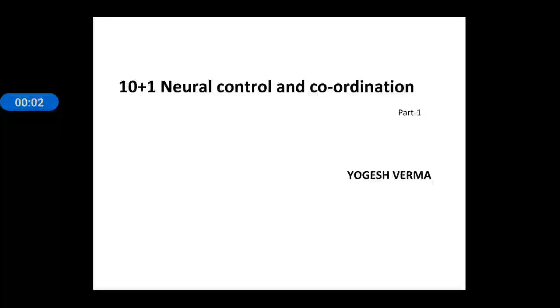Good morning, students. Today we are going to start our next chapter of biology, and the name of the chapter is Neural Control and Coordination. In this chapter, we will discuss the structure of neuron and the function of brain, parts of brain, and their function according to different components present in brain.